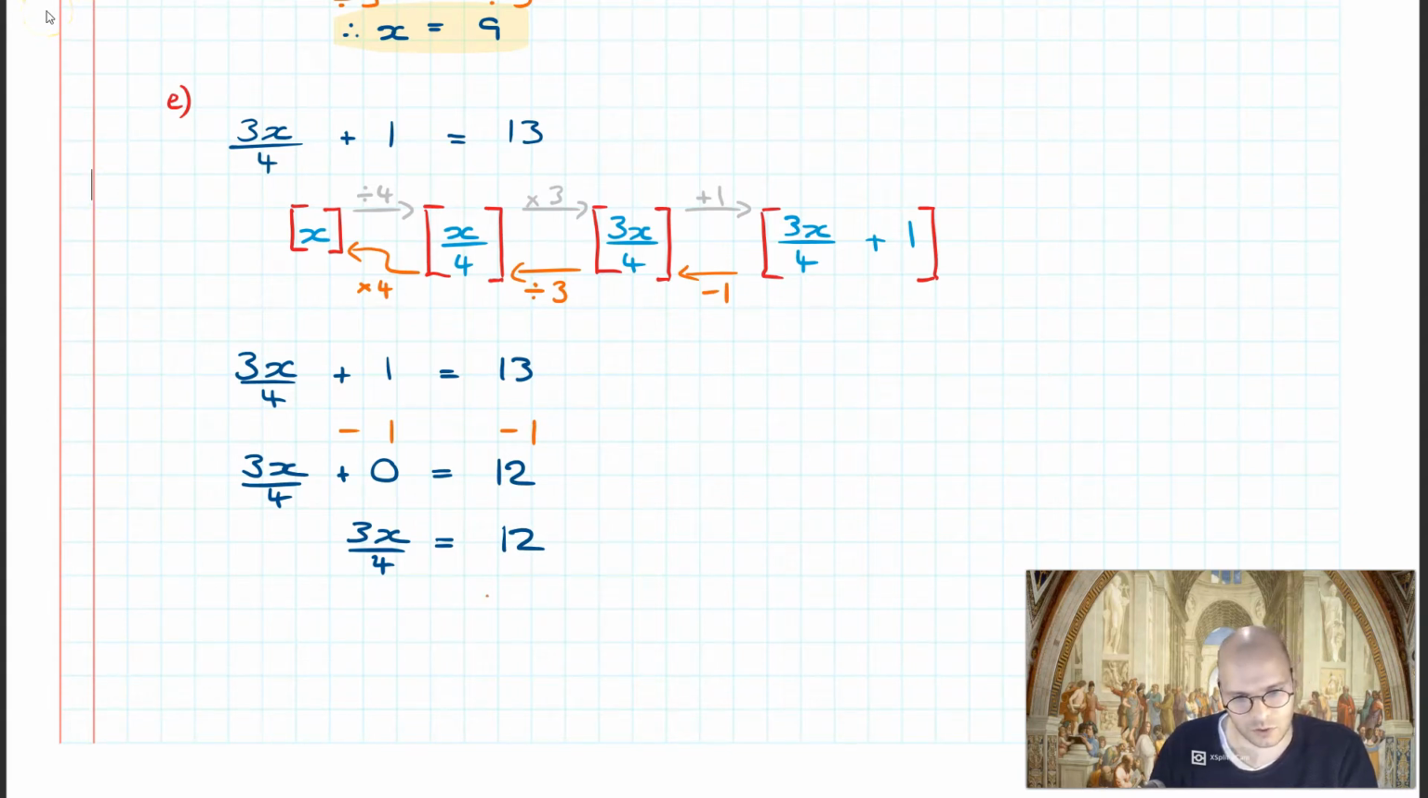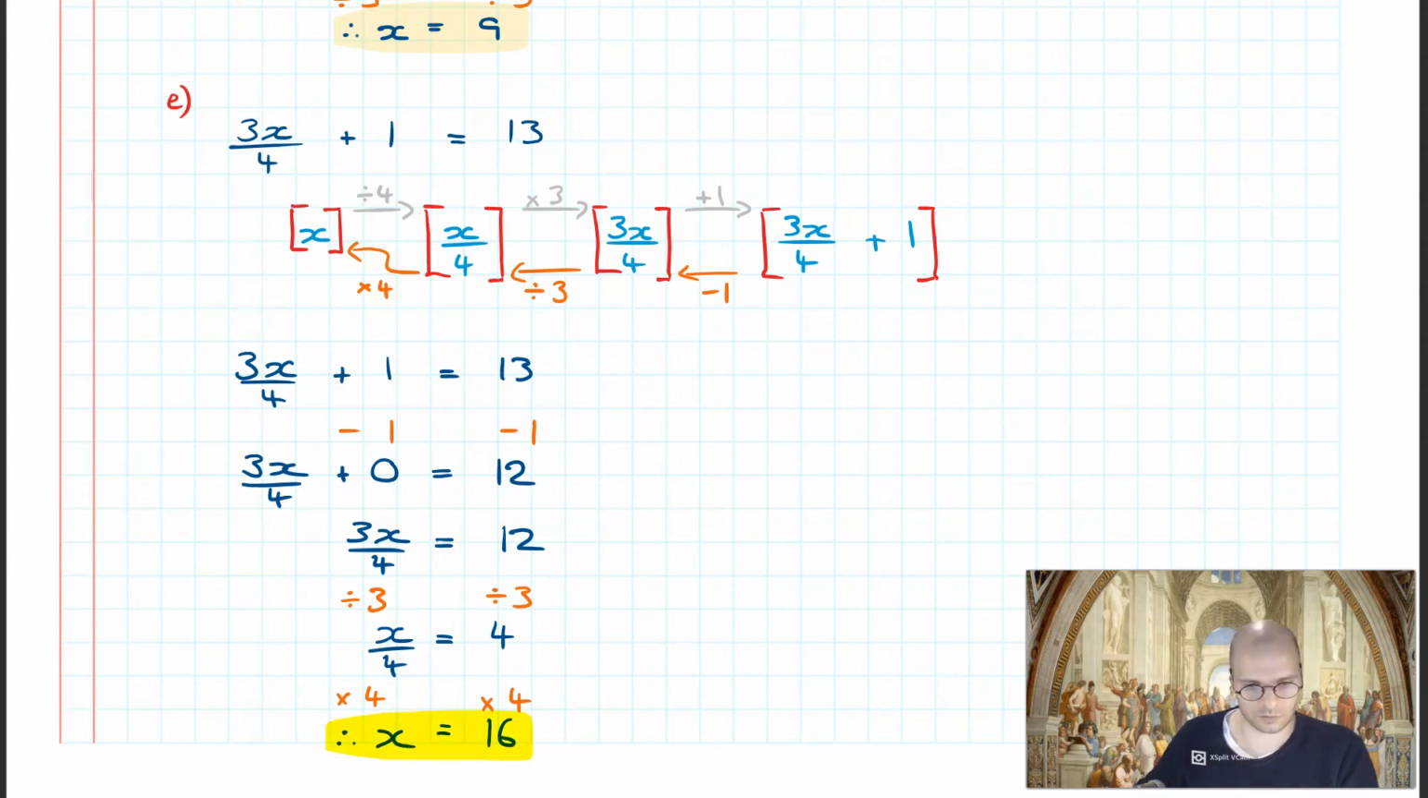Next step is I'm going to divide both sides by 3. This will give me x over 4, and 12 divided by 3 is 4. And to finish this off, I am going to multiply both sides by 4, which will yield the result of x is equal to 16. Checking that this is indeed the correct answer.